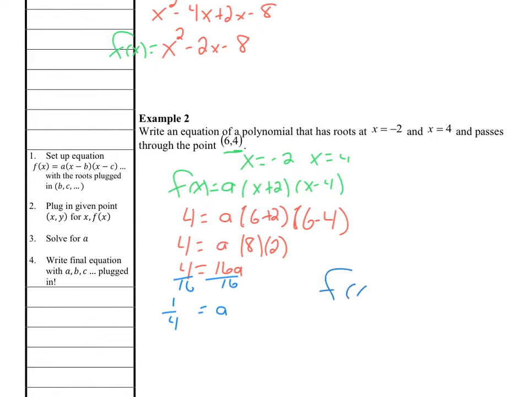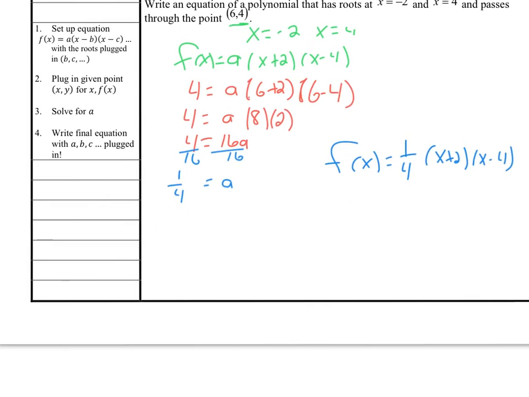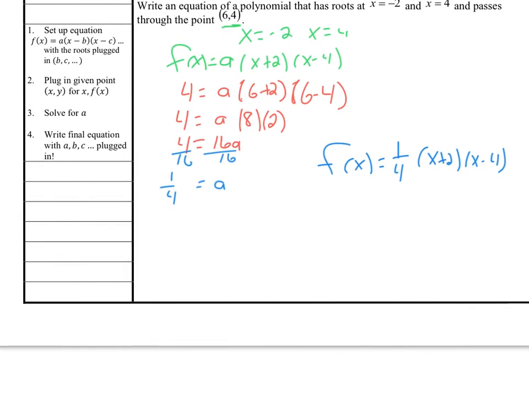So f of x is going to equal 1/4 times (x plus 2) times (x minus 4). So on a little aside, kind of nice to know, because this isn't really going to take very long to do, we have it crossing at -2 and 4. The only thing that's really changing about this graph, since we all know that it's a positive parabola, is that it's looking up, kind of looks like this.